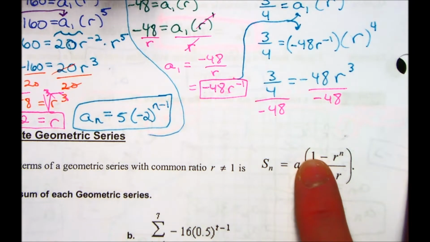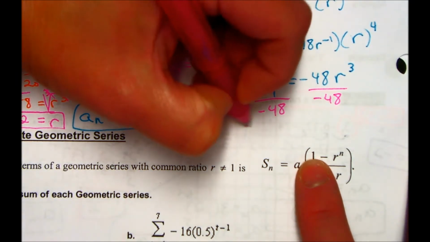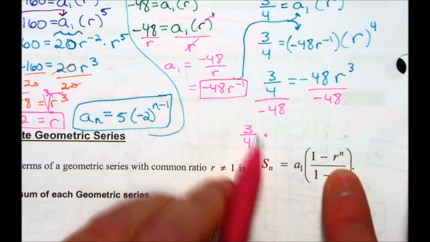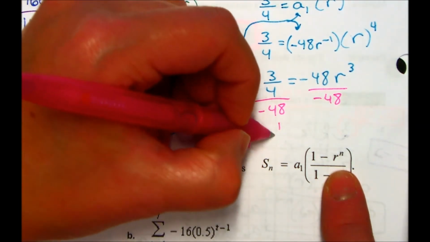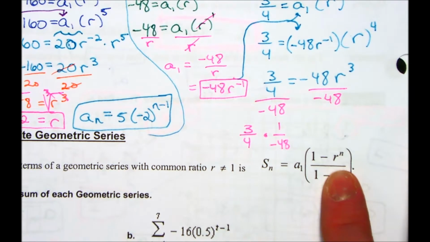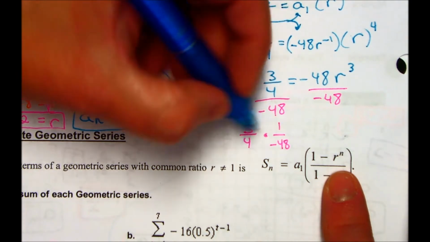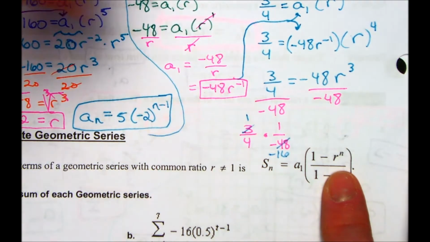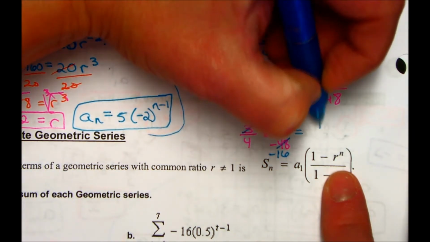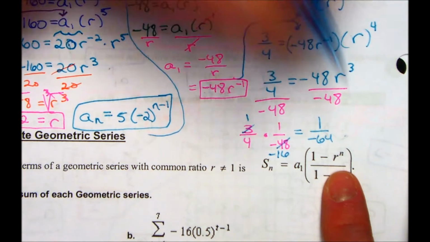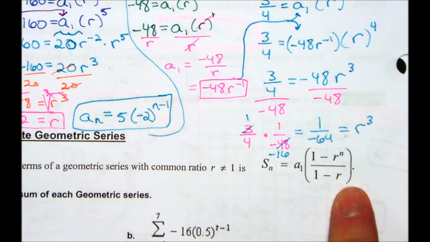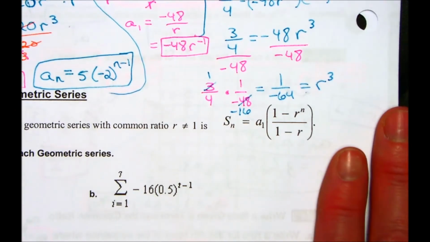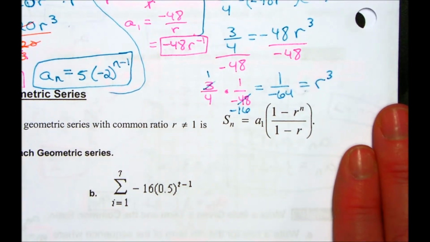So let me write that over here. It's right below. 3/4 times the reciprocal of negative 48 would be 1 over negative 48. I can then reduce the 3 and the 48, because 48 can be divided by 3, which is negative 16. So then if I multiply across, I get 1 over negative 64 will equal r to the 3rd. So working with fractions is a little bit more complicated, but just follow the same steps, and if you have that fraction calculator, use it.